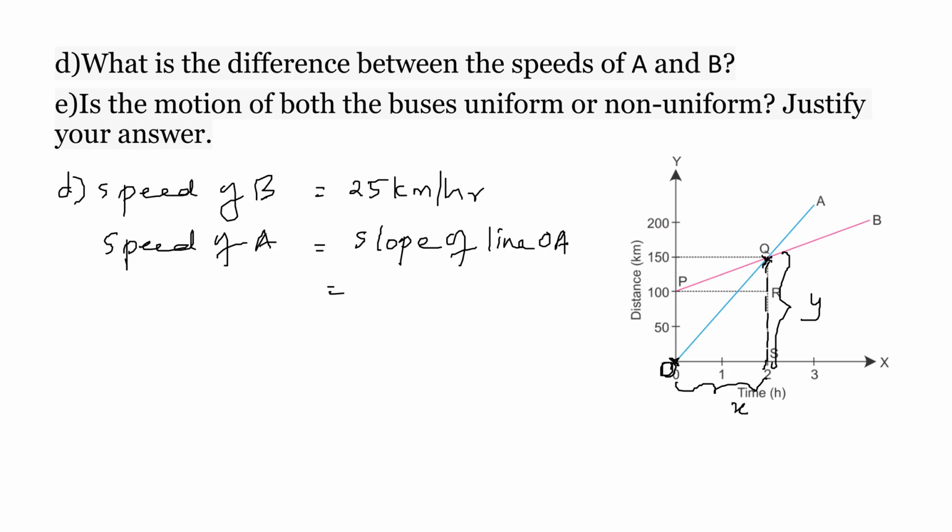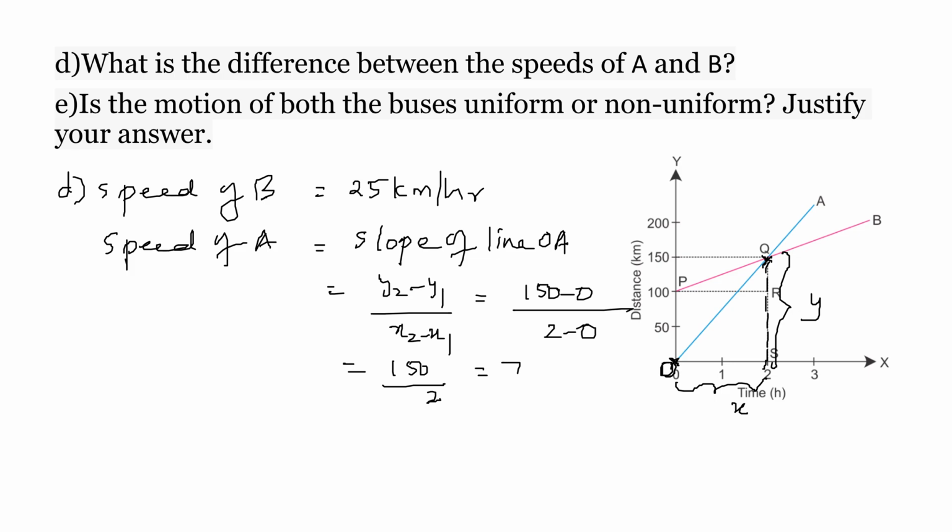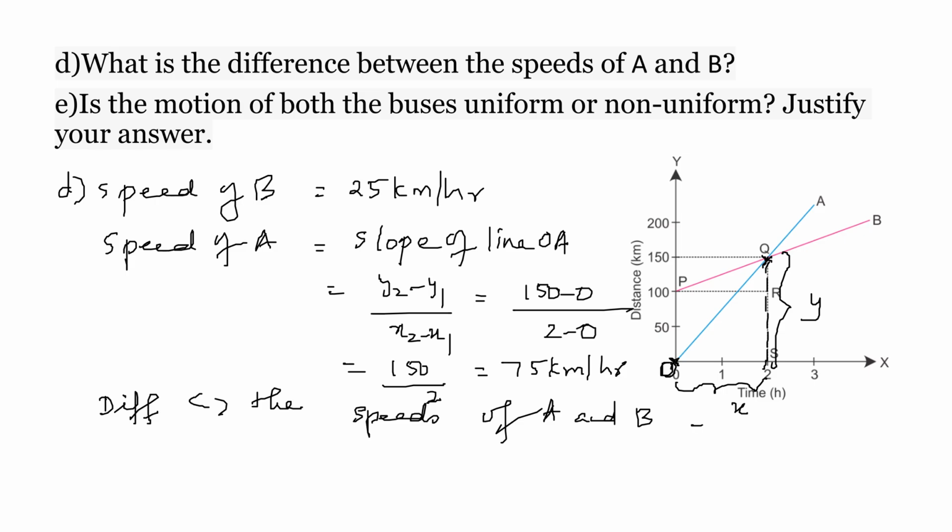You remember the formula, y2 minus y1 by x2 minus x1. We are making use of that. For the y coordinate we will get 150 minus 0, and for the x coordinate we will get 2 minus 0. So 150 divided by 2, which is 75 km per hour. Now the difference between the speeds of A and B is 75 minus 25, which is 50 km per hour.